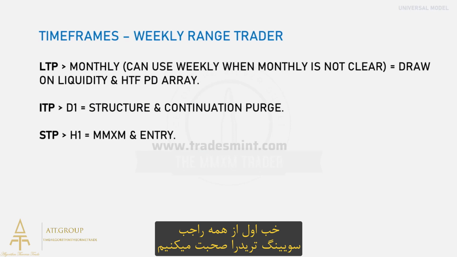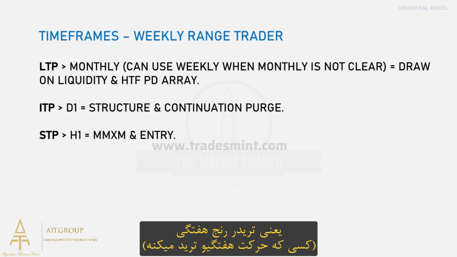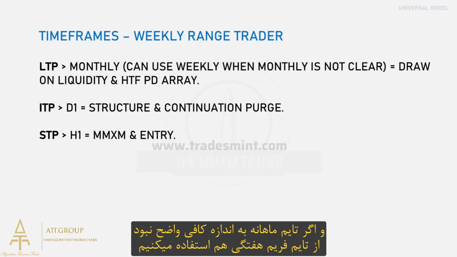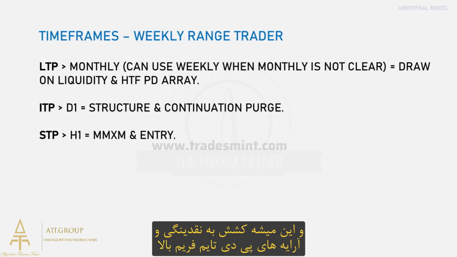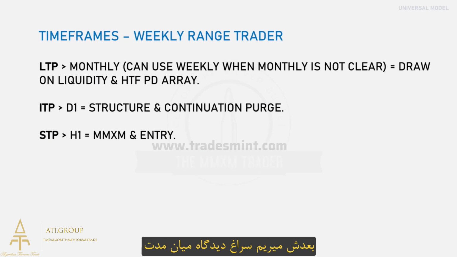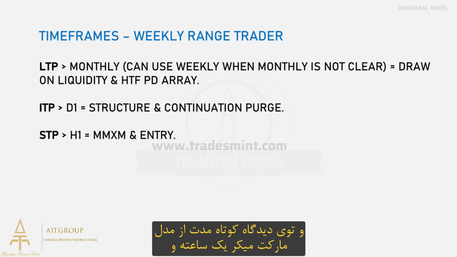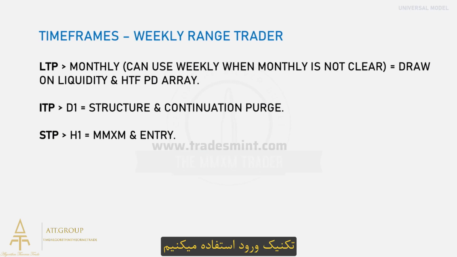So first of all, we're going to talk about that swing trader, right? That weekly range trader. We've got our long-term perspective where we'll use the monthly time frame, and we can also use the weekly time frame if the monthly is not clear enough, and this will be our drawn liquidity and our higher time frame PD arrays. Then we're going to go to that intermediate term perspective, right? We're going to use our daily structure and continuation purge, and then on the short-term perspective we're going to use a 1 hour market maker model and entry technique.